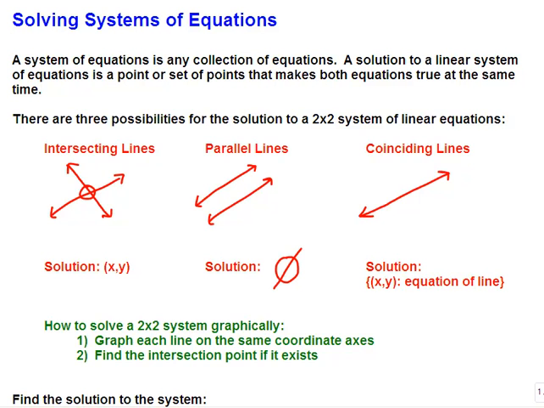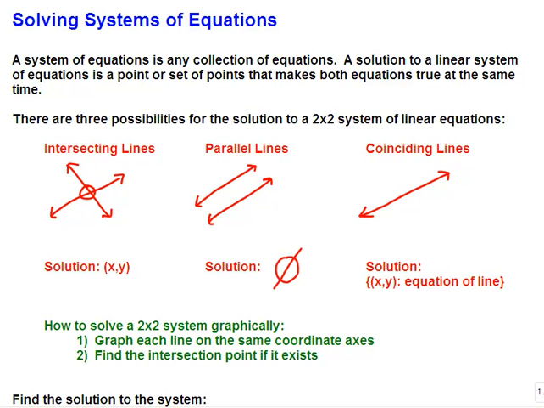A system of equations is basically any collection of equations. Typically we will be solving 2 by 2 systems or 3 by 3 systems. A 2 by 2 system is 2 equations in 2 variables, and a 3 by 3 system is 3 equations with 3 variables. When we solve a system of equations, what we're looking for is a point or set of points that makes all the equations true at the same time.